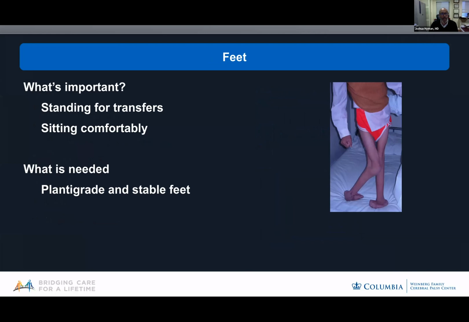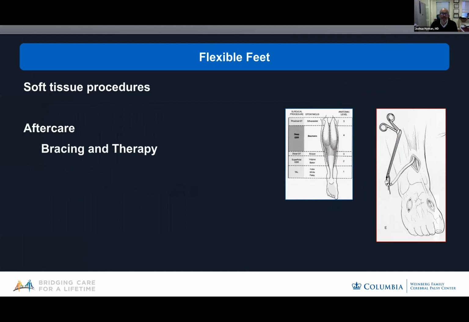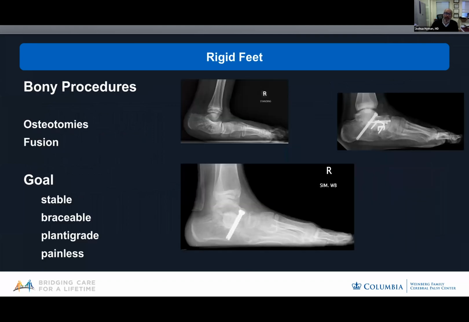Lastly, feet. So what's important for the feet? As we said earlier, it's important that they're able to stand for transfers, and also that when they are sitting, the feet are resting comfortably and plantigrade on the footrest of their chair. We can do this with soft tissue procedures when the feet are flexible. We can certainly lengthen the Achilles tendon. There are numerous methods by which we can do this. And we can also transfer tendons that are pulling in the wrong way to another location so that they can then pull in a more beneficial way. And afterwards, again, they would require bracing and therapy.